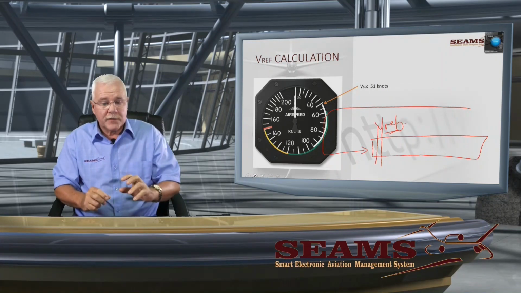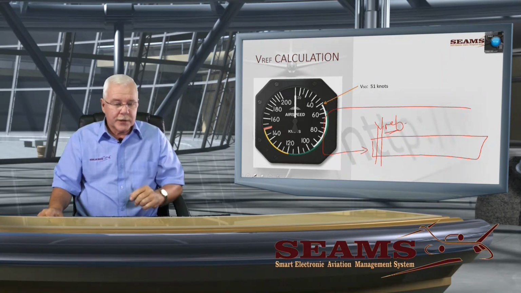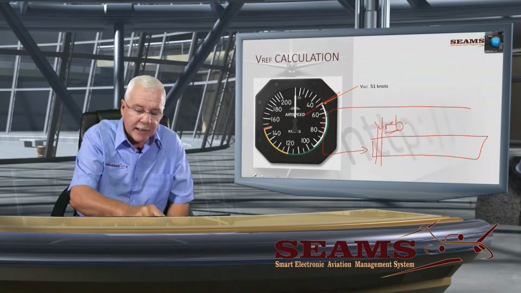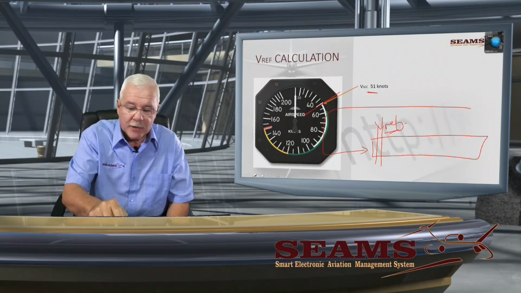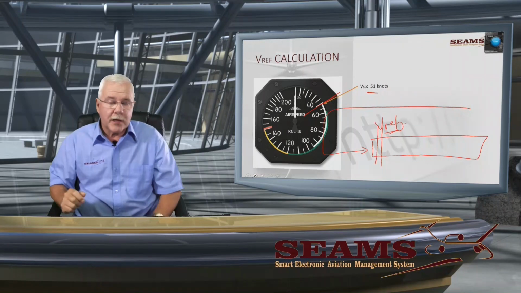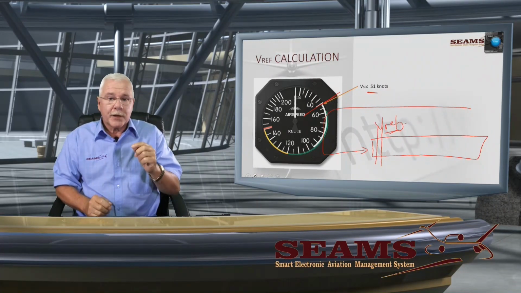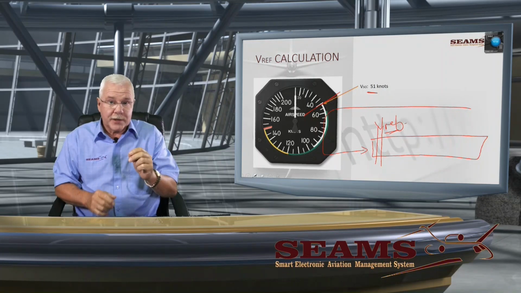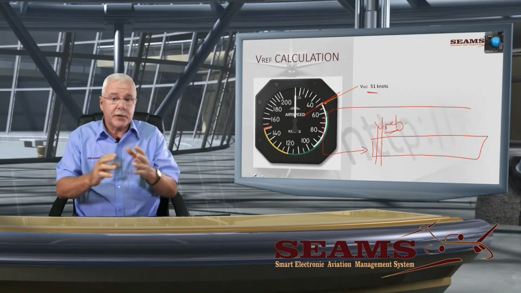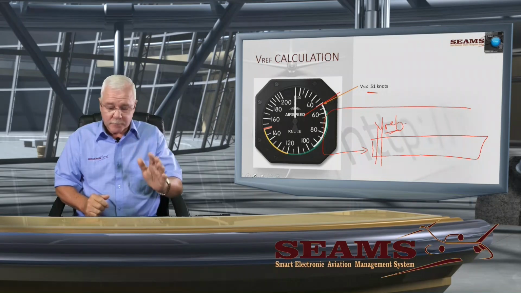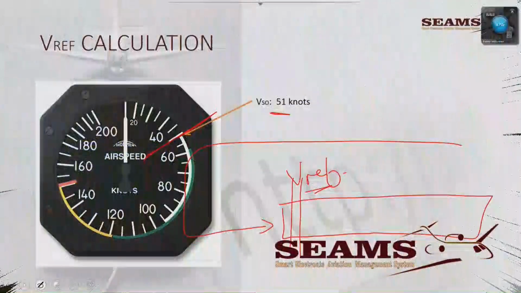But where does VREF start? Well, first of all, we can see from here that I read it off as plus minus 51 knots, you will get your VSO, and that is the stalling speed, as you may recall, in the landing configuration. In other words, undercarriage is down and the amount of flap that you use has already been selected.